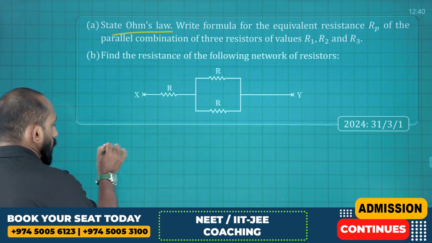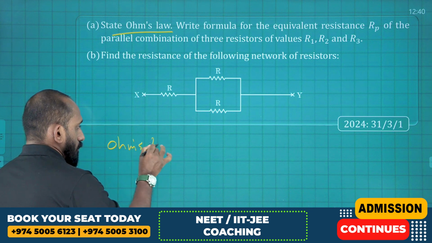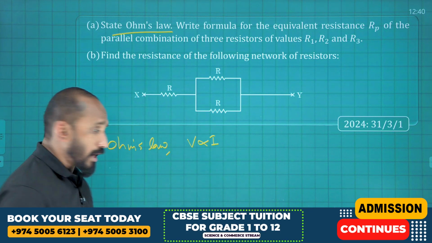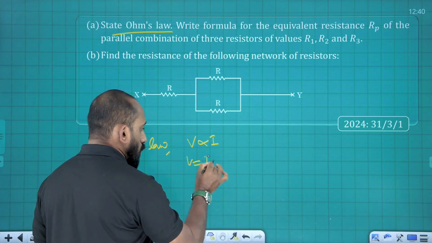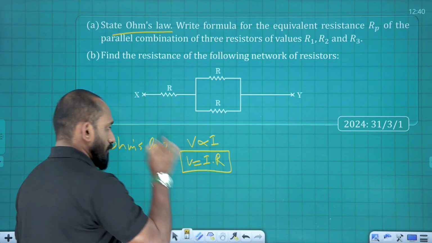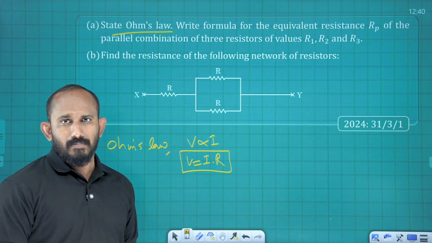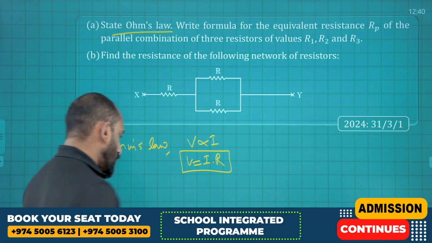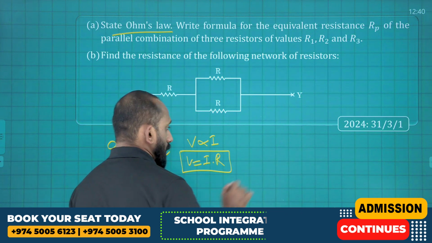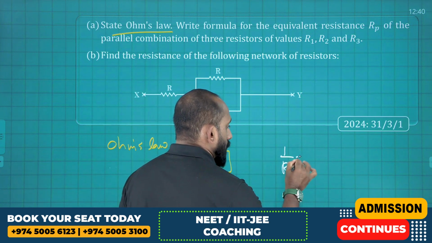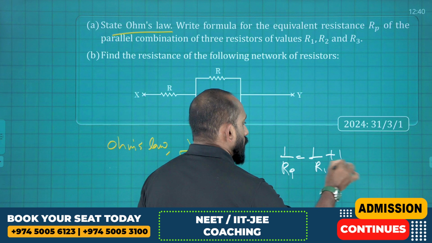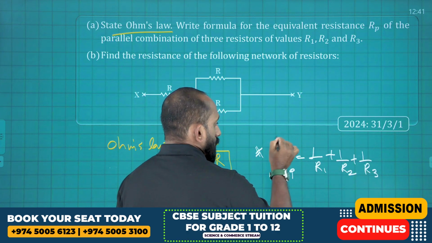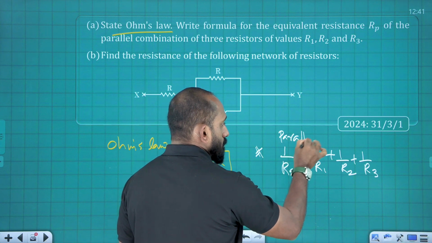So for Ohm's law, after the statement, you have to denote it symbolically also. V proportional to I, and V is equal to I into R. This is Ohm's law. Now, here the question is to write the formula for the equivalent resistance. So, Rp, you have to make it, that formula is 1 by Rp is equal to 1 by R1 plus 1 by R2 plus 1 by R3. That is the parallel combination.